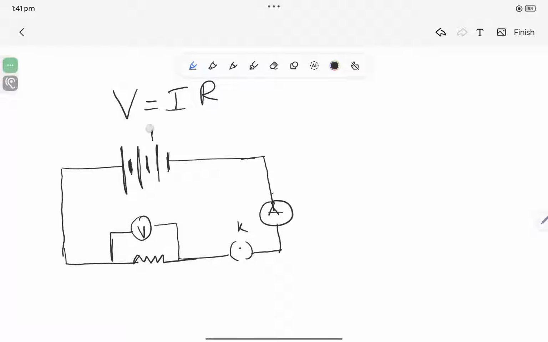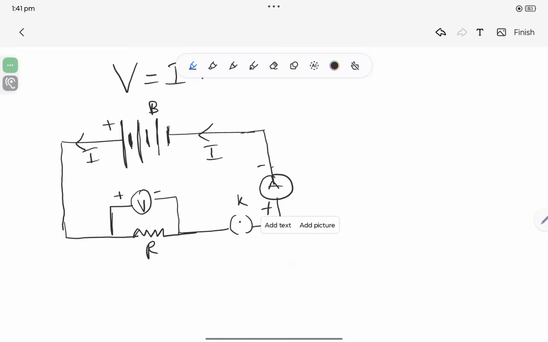This is the battery. This is the positive terminal. From this the current is flowing. Here positive terminal, this is negative terminal. This is the resistance. Here the key. Current flows from the positive terminal to the negative terminal. This is a circuit diagram. To understand it in a better way, I will show you a video. Please watch it.